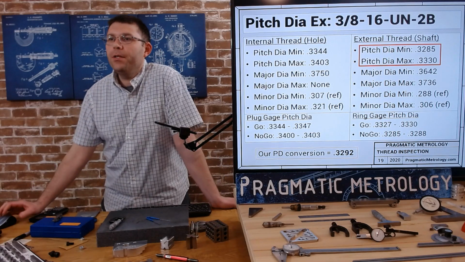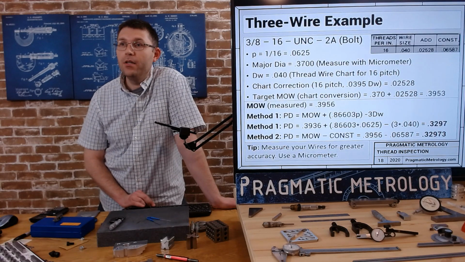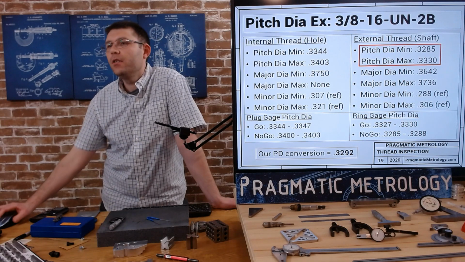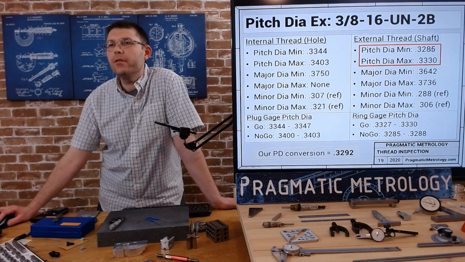But in the example I had up in the PowerPoint slides, the part that was made is just barely in tolerance. So that 329 does just barely fit the low end of the tolerance here. So it passes.